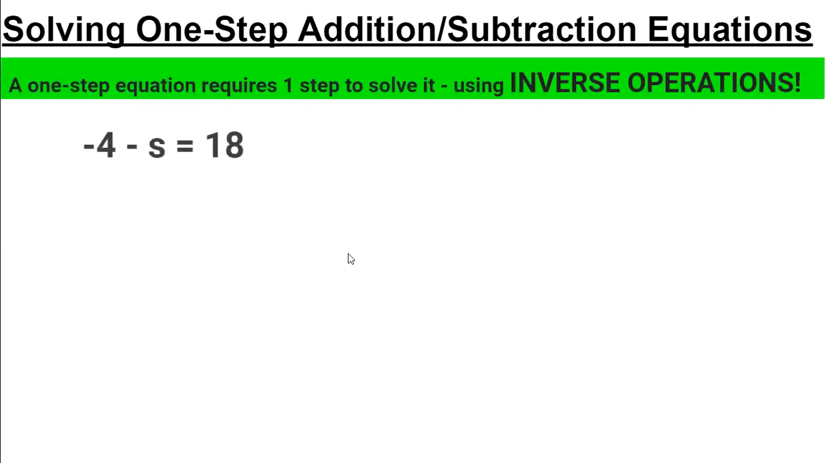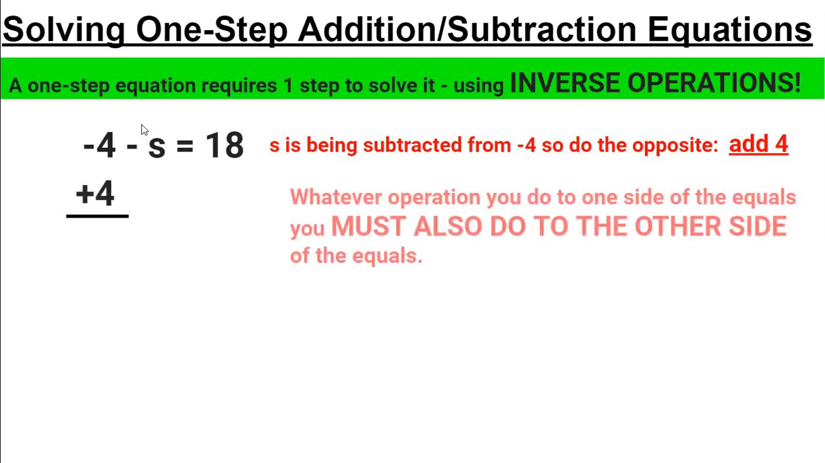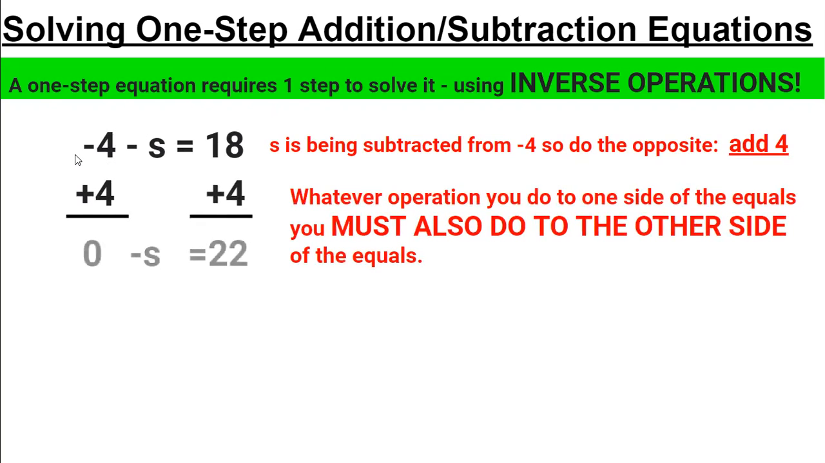Okay, let's do the next one. Negative 4 minus S equals 18. S is being subtracted from negative 4, so do the opposite. You're going to add 4. This is negative 4, so you're going to add 4. So add 4 to both sides. So the negative 4 and the positive 4 will cancel each other out. And then 18 plus 4 is 22.